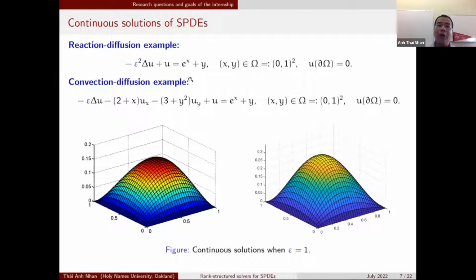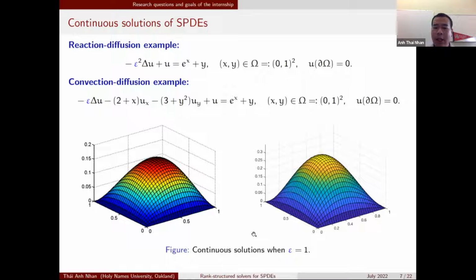Look, the reaction-diffusion on the top and the convection-diffusion on the bottom. But the thing that I want you to focus on is the very small parameter that multiplies the diffusion term here, you see. And we are interested in the case where the parameter, the singular perturbation parameter, gets very, very small, close to zero, right? So that's the case.